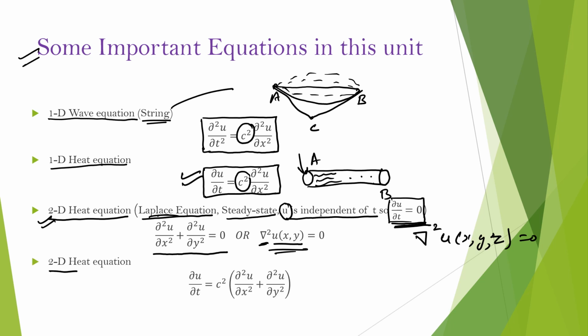Now the 2D heat equation in which del u by del t is not equal to 0 will be del u by del t is equal to c square times del square u by del x square plus del square u by del y square, and again c square depends upon the quality or property of the model material.